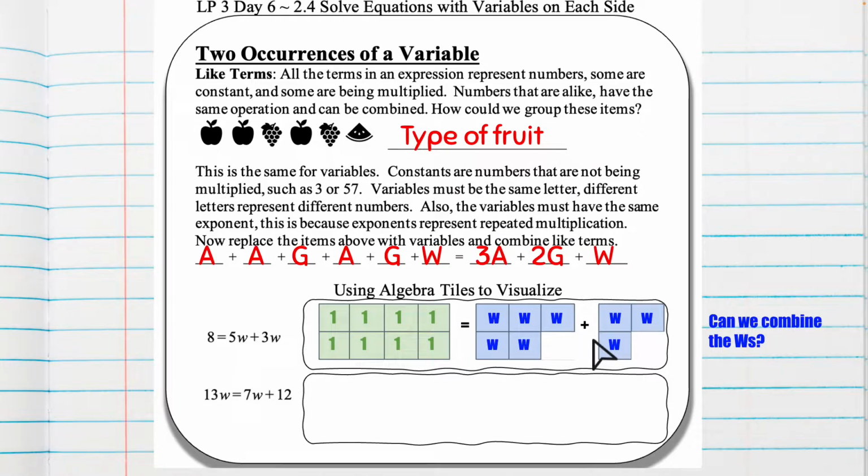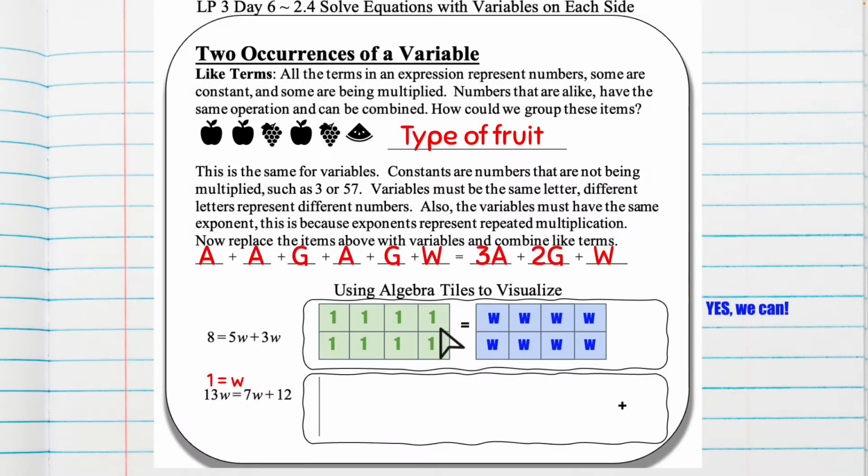Can we combine the W's? Well, why not? They're all just W. I have 5 of them here. I have 3 of them here. Well, how many do I have total? I have 8 total. Yes, we can.